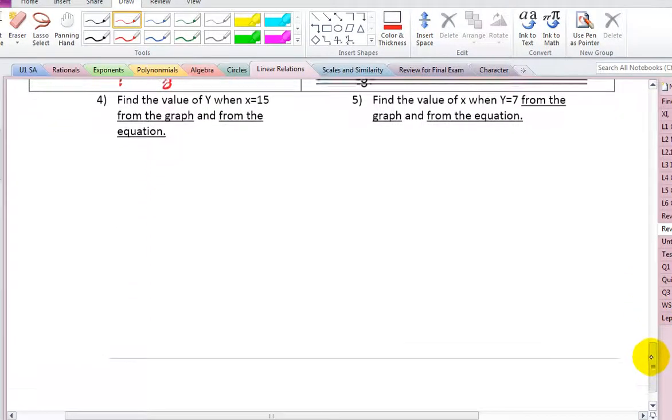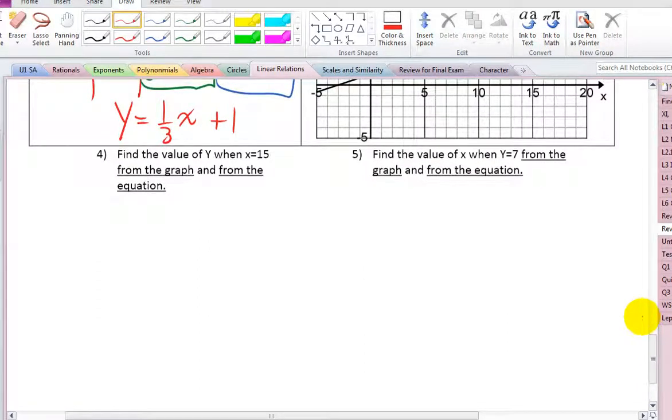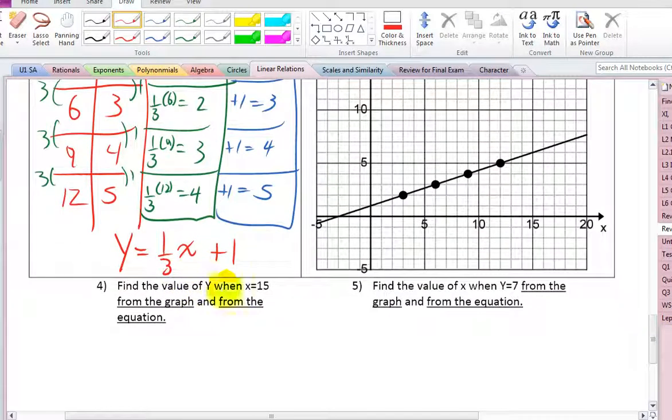All right. Number 4. Find the y value when x equals 15 from the graph. Okay, so from the graph, x equals 15. So here's 15, you go up, and your y value at this point isn't 5. I gotta draw a straight line. So you should use a ruler, and it's 6. So you get y equals 6.